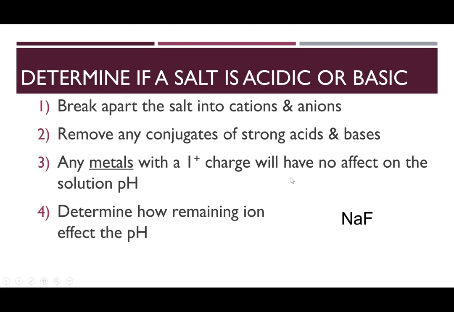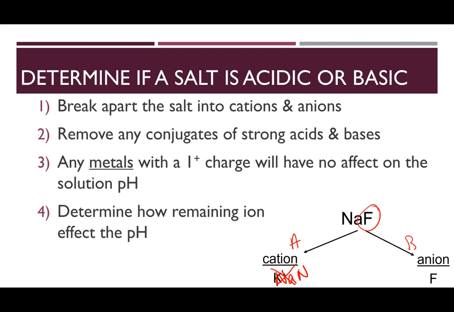Okay. So here we see sodium fluoride. We break it apart into its ions, so sodium and fluorine. Sodium is a metal with a +1 charge, so that's not going to affect the pH. That's going to be neutral. Fluorine is a conjugate of a weak acid. So again, if we use our A-B method, fluorine is going to have a basic effect. So fluorine is going to act as a base when we put it into solution. Up until this point, that's review.